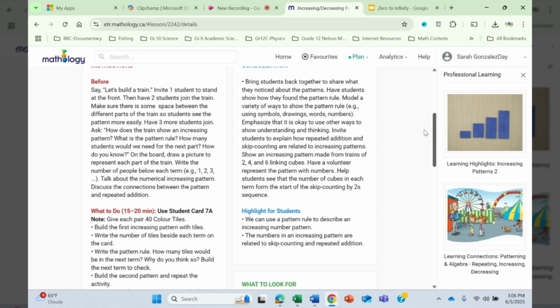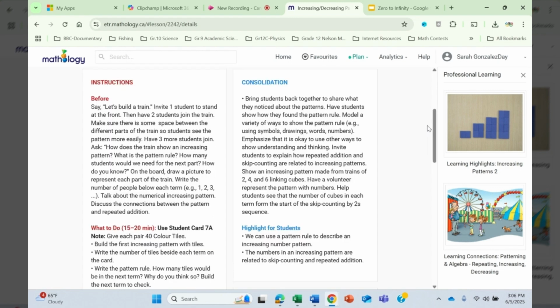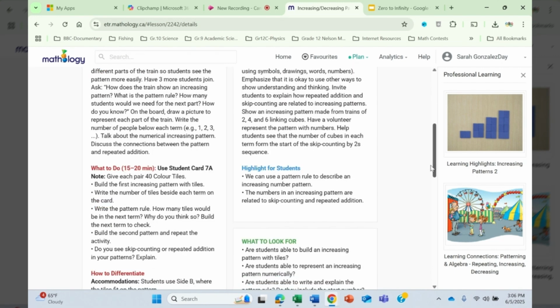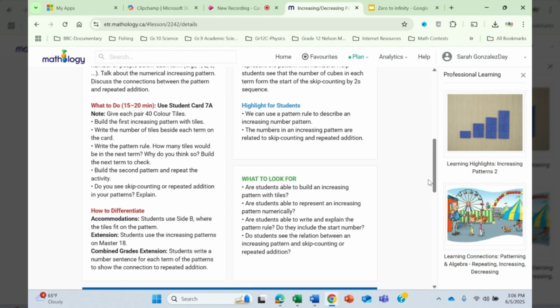So the first part of the lesson is the before. So like a minds-on to get them ready for what they're about to learn. In this one, it's making a physical train out of the students. So it gives you instructions on what you would say and how you would get students to participate in that. Then the next part is the what to do, the activity the students are doing.